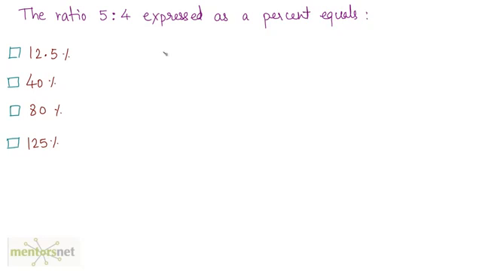So we have 5:4. So 5:4 is represented as 5/4. And to express it in percent we'll have to multiply it by 100. So this is equals to 4 times 25 is 100 and 25 times 5 is 125. So 125 is the right answer.